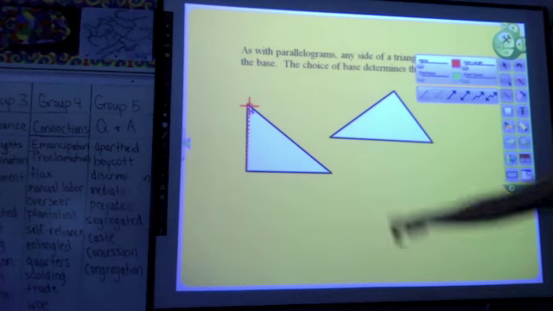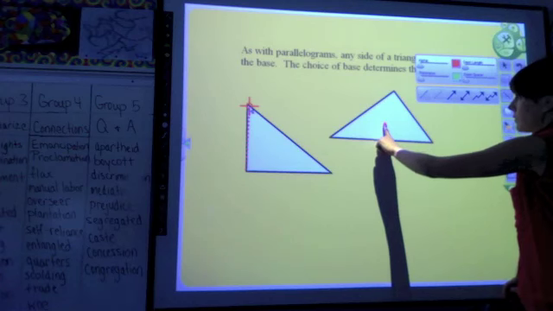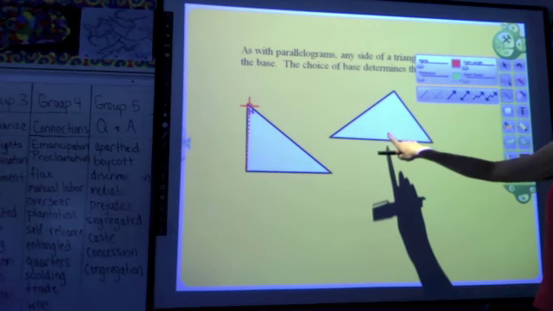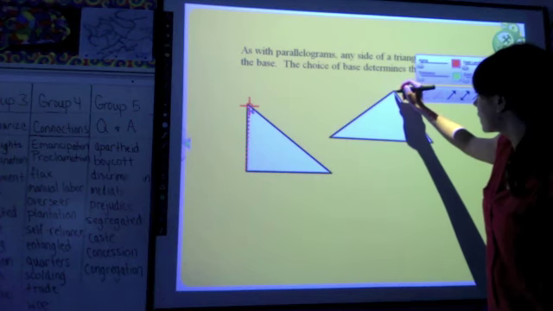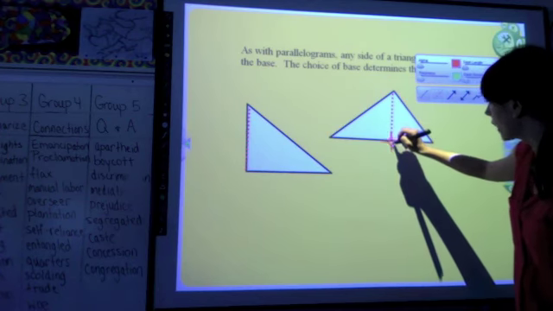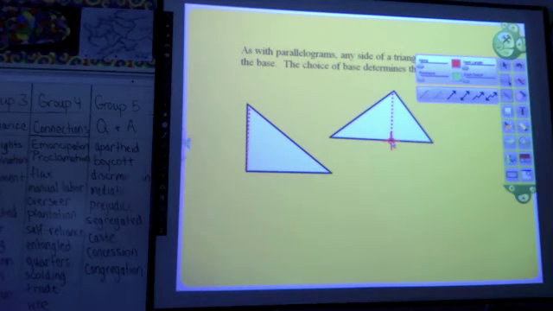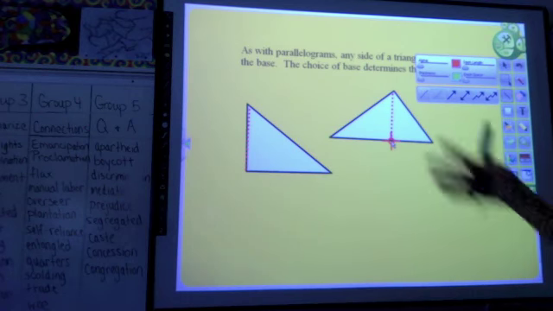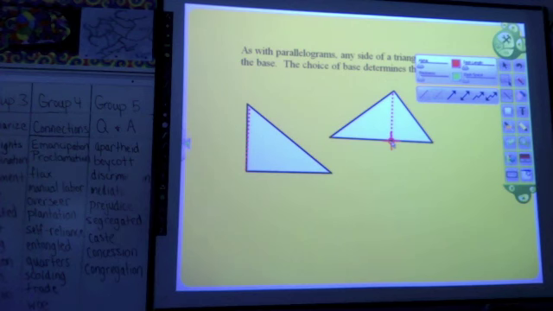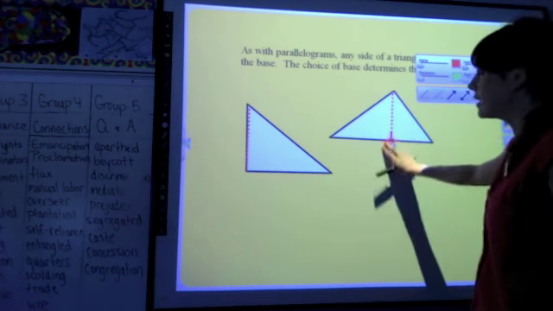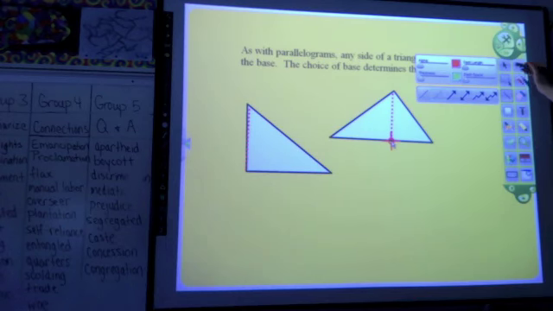When I'm looking at this triangle, I look at the shortest distance from the base to the vertex, so the height of this triangle would be right here. So they're the same triangle, but because I flipped them and I used different bases, the height is determined by the base.